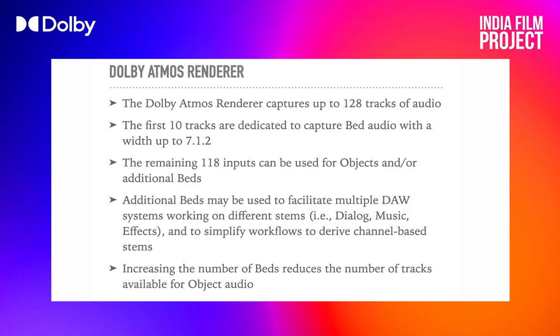So the renderer handles, like I said, up to 128 tracks. The first 10 tracks are dedicated to the bed and the 118 for the objects. Now you can have additional beds. So how do I work? For example, I know when I'm working with Netflix, Amazon, Hotstar, there are specific deliverables that are required. They'd want a separate dialogue bed, a music bed, an effects bed. They'd want options. What are options? Things like a radio announcement.